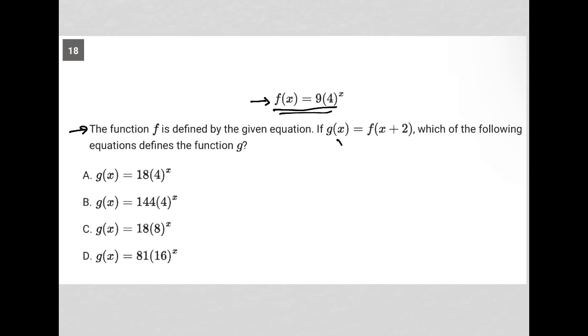If g of x is equal to f of x plus 2, okay, well the plus 2 is inside parentheses, and all that means is that we're shifting to the left 2 units. It's a left 2 unit shift, a horizontal shift to the left 2 units. So g of x looks just like f of x, but shifted left 2 units, to make that very clear. Which of the following equations defines the function g?